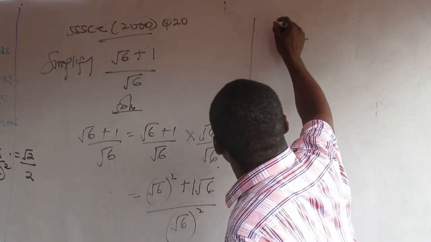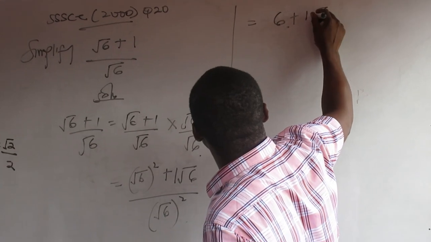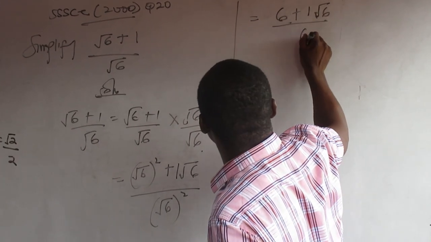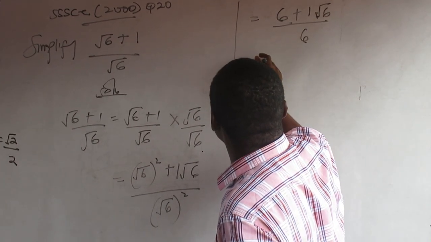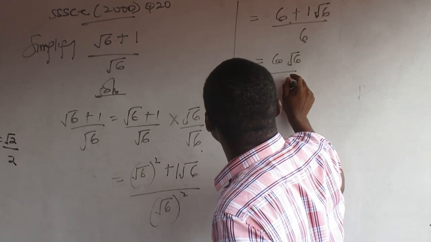So what am I seeing here? I'm seeing 6 plus 1 root what? 6. All over what? Single 6. Now, this is the same as 6 root 6 over what? 6.